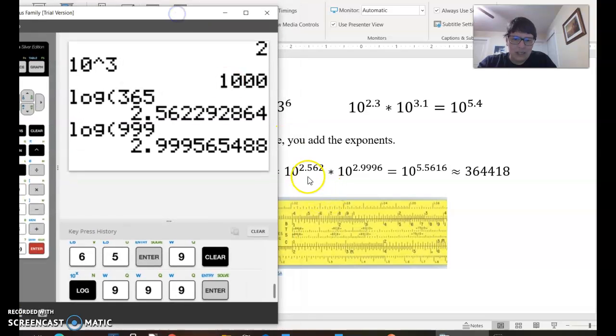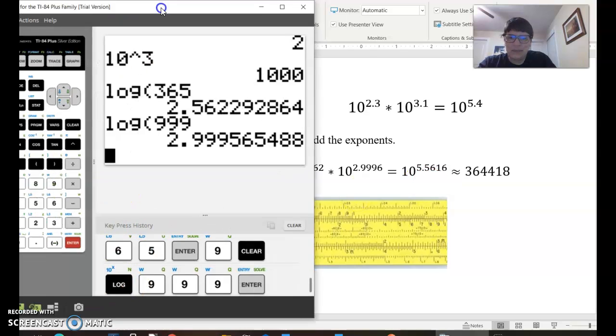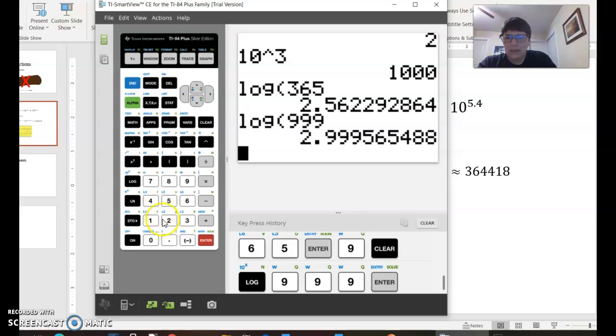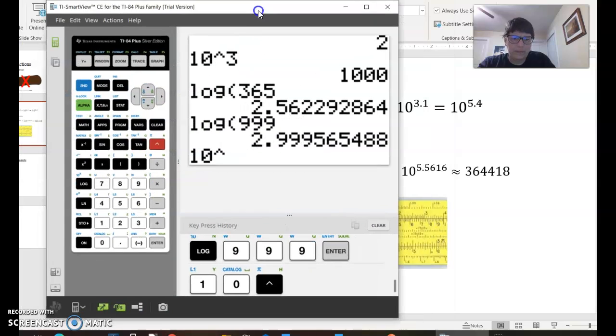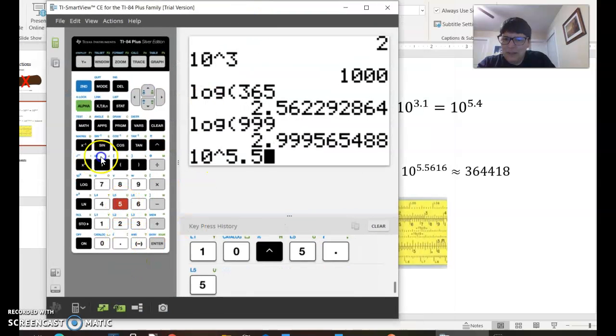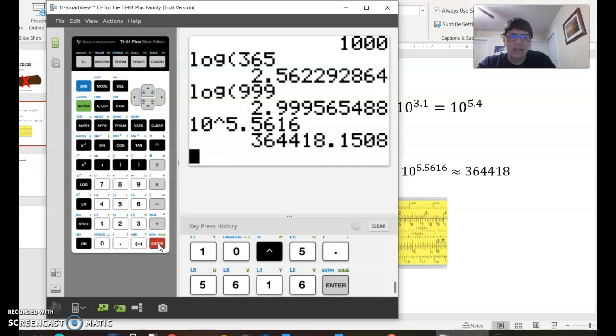So you can see that's where I got 10 raised to the 2.56 and 10 to the 2.9996, and then I added them together and got kind of close, 10 raised to the 5.5616. You can see I chopped off the decimals because I knew I wasn't going to have anything after the ones. So slide rules became really useful with exponents.